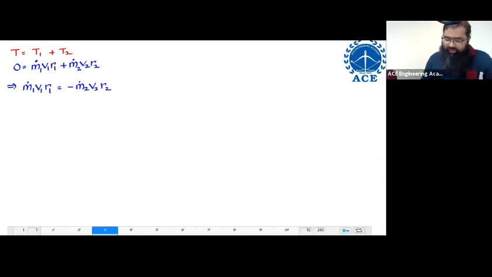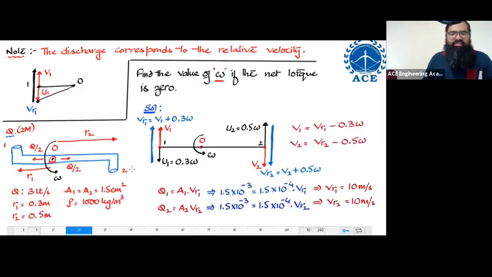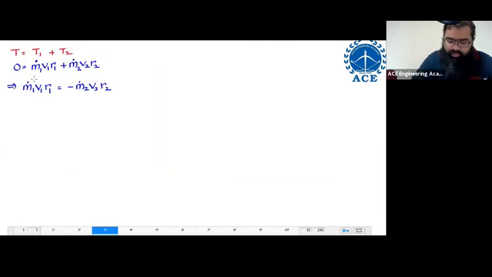Now, if you observe, the values of discharge 1 and discharge 2 are both the same. What will happen over here? M dot 1 and m dot 2 should get cancelled off. M dot 1 and m dot 2 got cancelled off. Now what to do further?